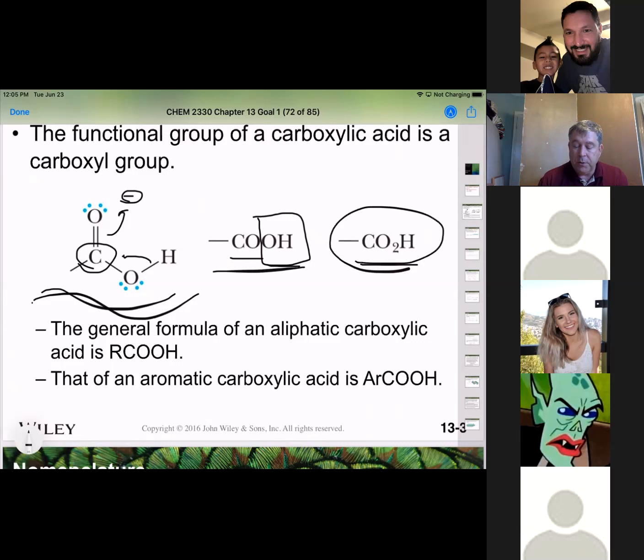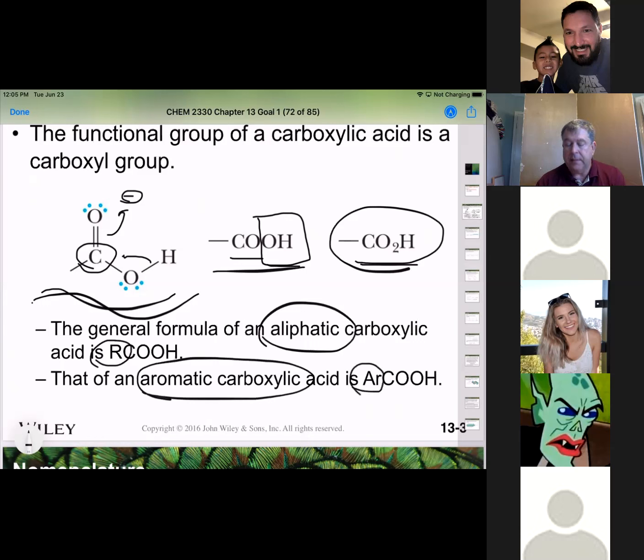Most of the time, if it's aliphatic, we can just use any old R group. It can be a ring, it can be a straight chain, it doesn't matter. But occasionally, we introduce the topic of the aromatic carboxylic acid in the benzenes chapter, and we say that is the Ar.